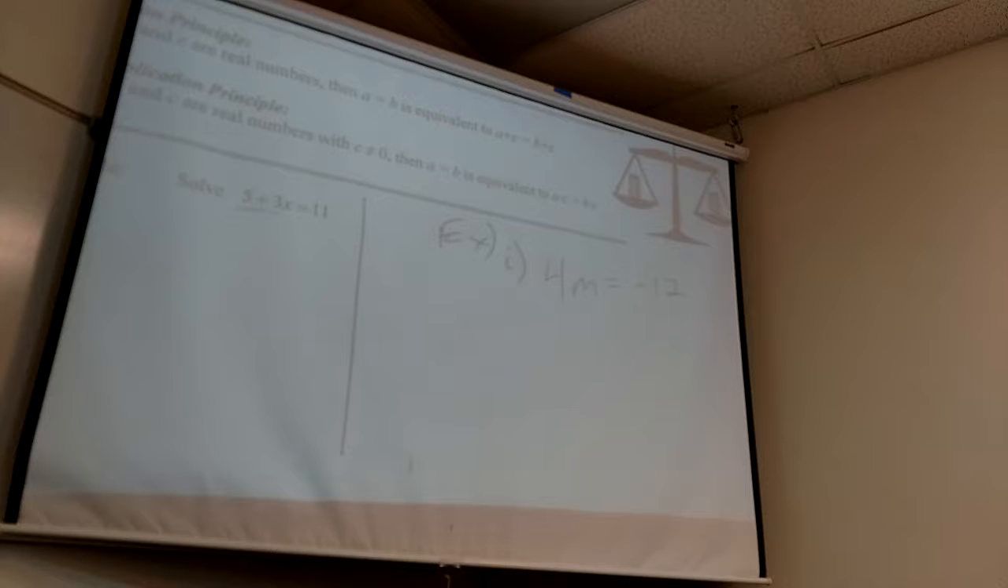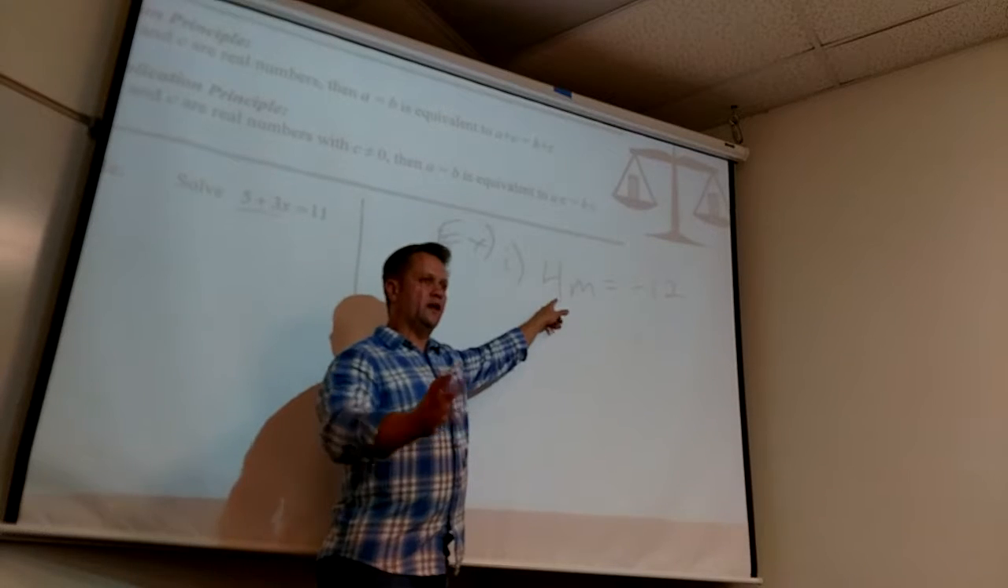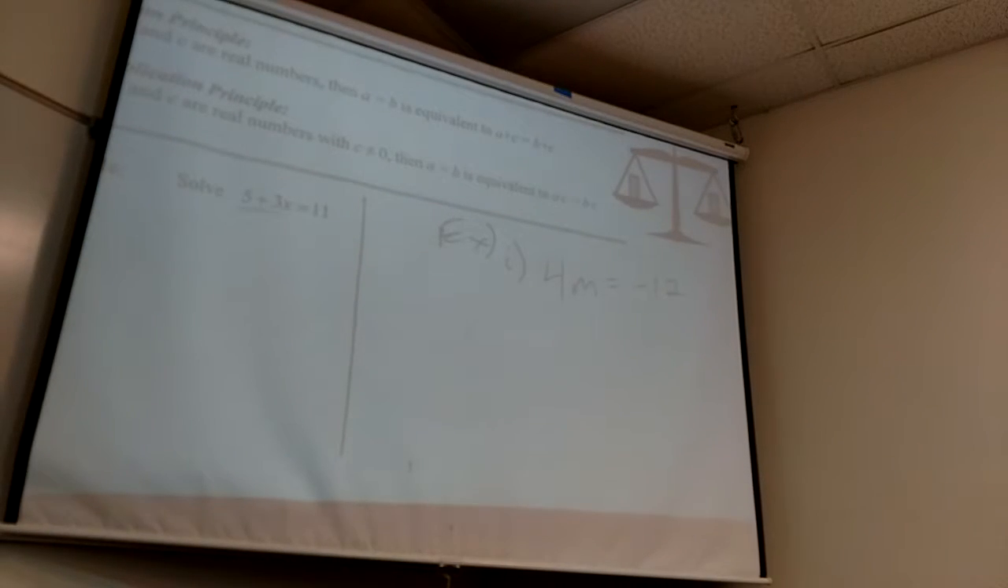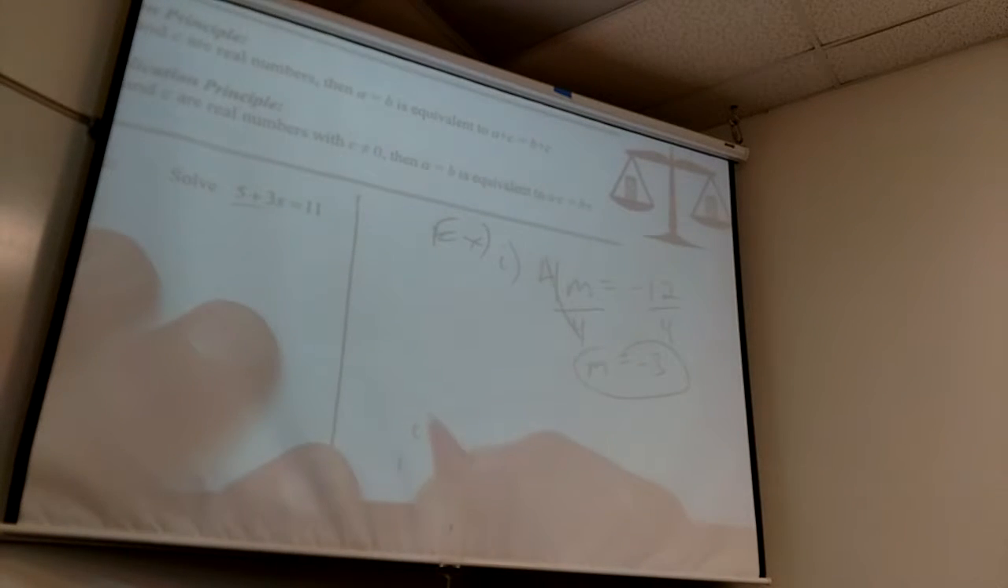Yeah, so basically it's always the idea of doing the opposite operation. Since the unknown is being multiplied, I'm going to divide by that number. So try to get the unknown by itself. If I divide both sides by 4, m equals negative 3. I like it. What about if it was b over 7 equals 3?